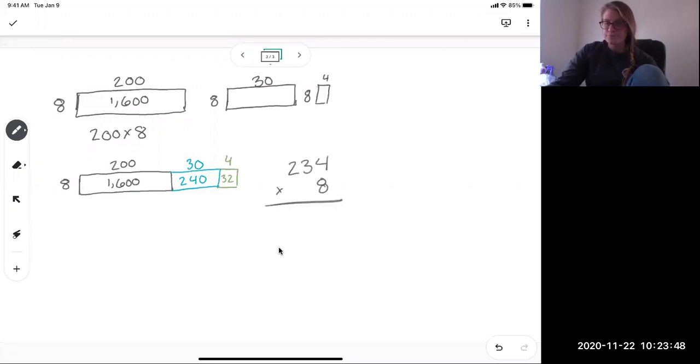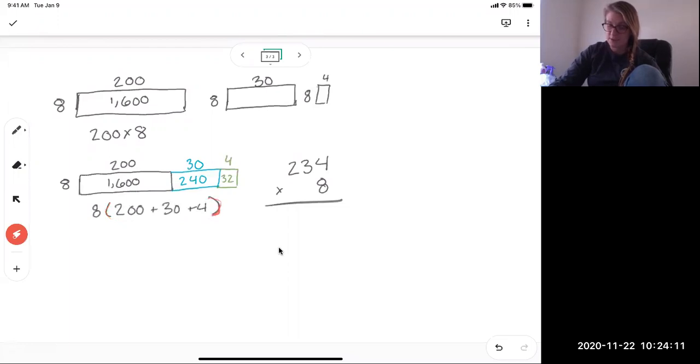So one way we can write this problem is like this, because we know we're combining all of them, all three lengths together. So when I have a number directly outside of a parenthesis, so these things right here, these are parentheses, just as a reminder, that means I'm going to multiply those together. So really this is 8 times 200 plus 30 plus 4.